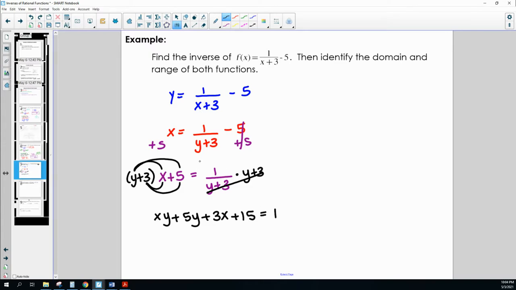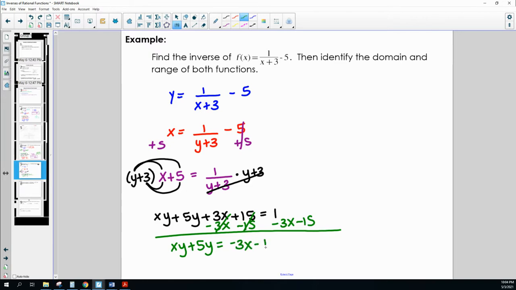So just like before, we want to make sure we get all of the y's on the same side and anything else that's not a y on the other side. So what I'm going to do is just subtract the 3x and the 15. So minus 3x and minus 15. So on the left-hand side here, we have xy plus 5y. On the right-hand side, we have negative 3x, and then we have the 1 minus 15. So I'm going to get negative 14.